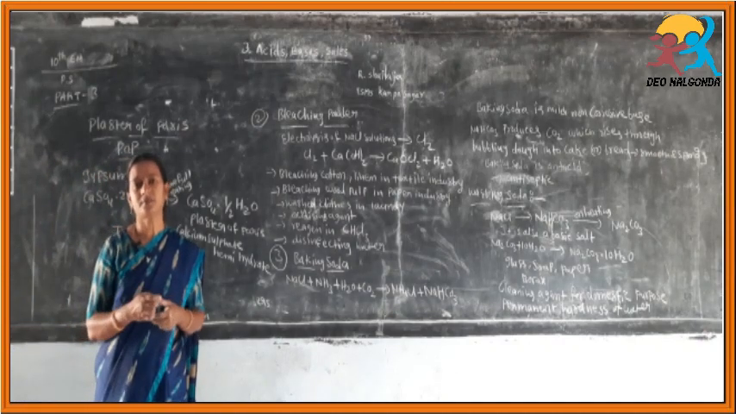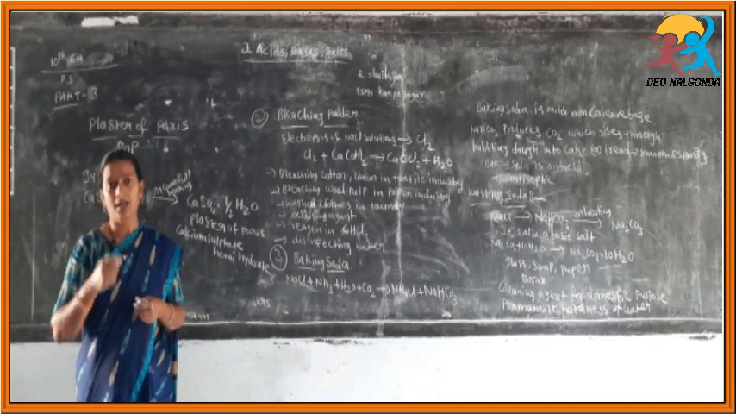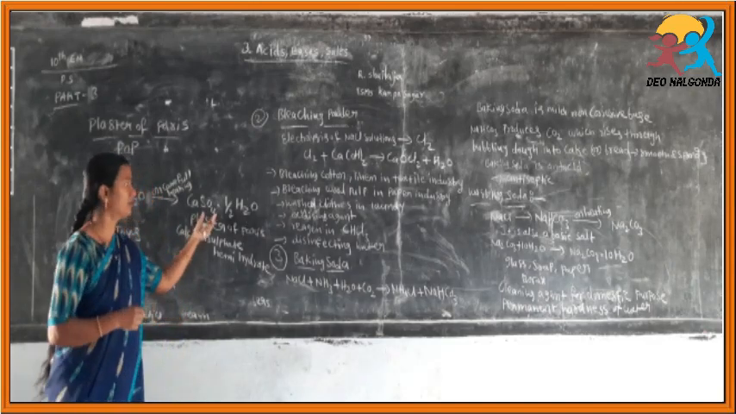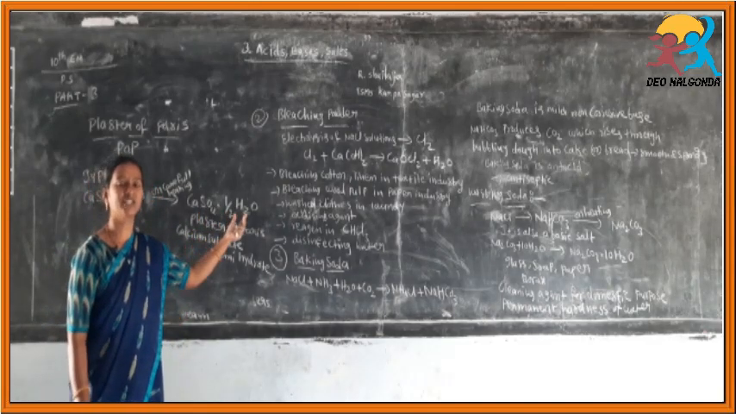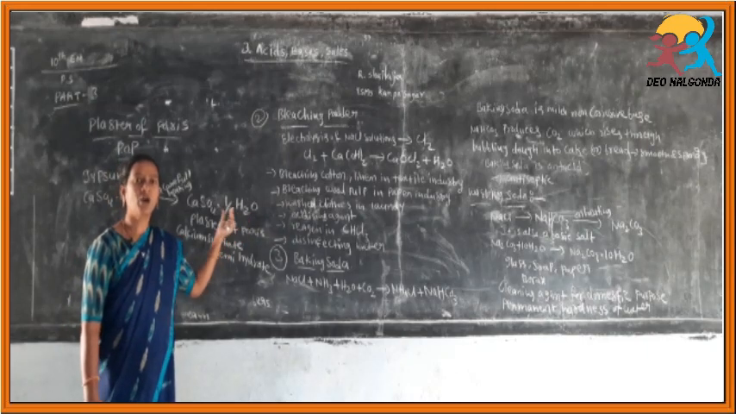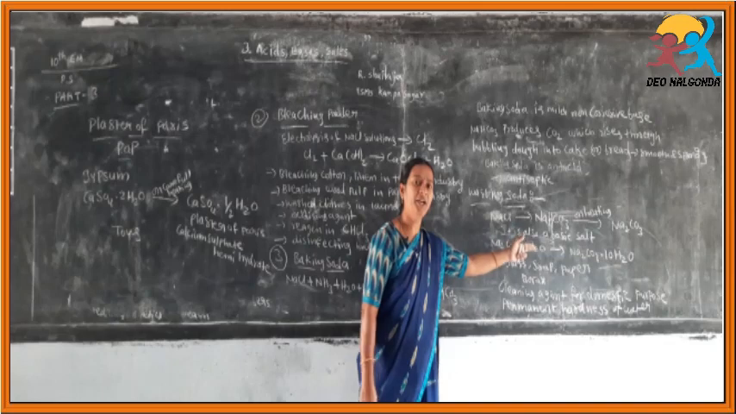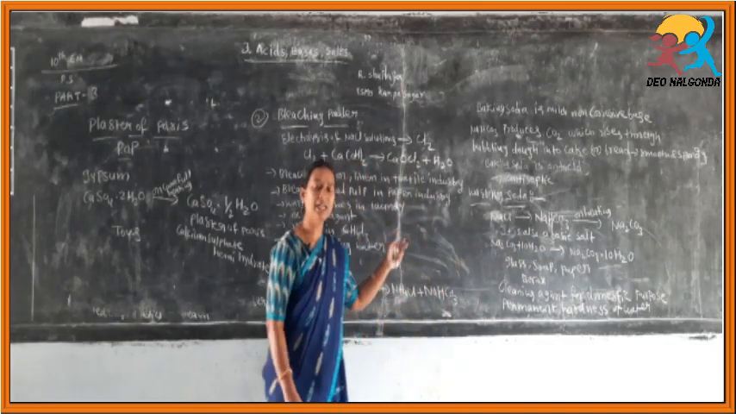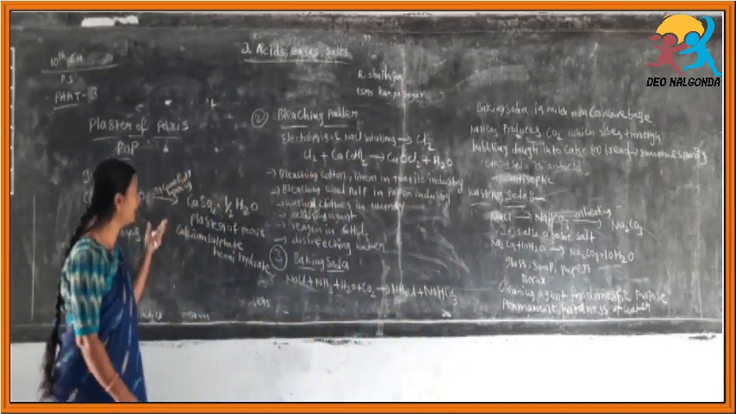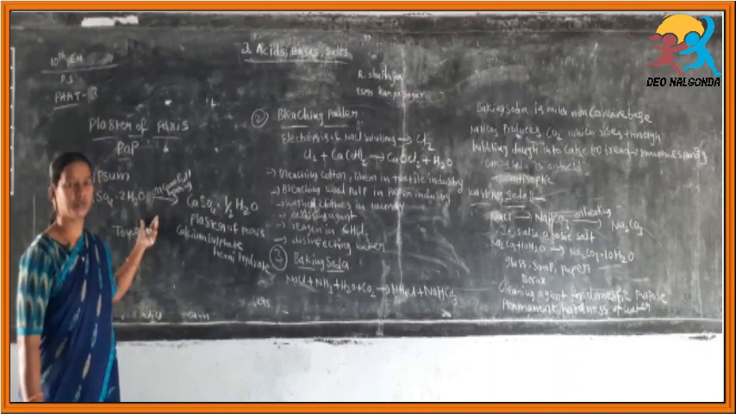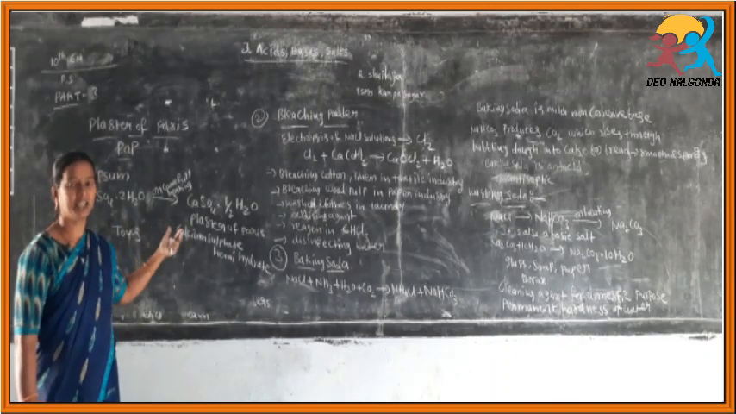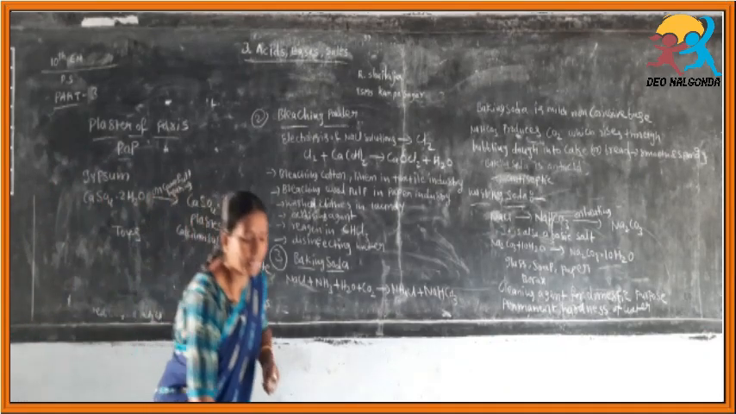Next, here you have observed carefully, CaSO4 reacts with half H2O, so it is a combination with water. Here in washing soda you see Na2CO3 with 10 H2O, and in gypsum you see CaSO4 with 2 H2O. So they are hydrated with water molecules.